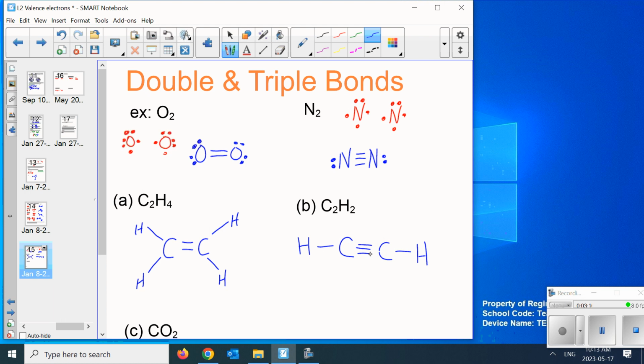Now, CO2 is the next thing. Usually, if you're guessing, the central atom is the one that can have the most bonds possible. Carbon, 4 bonds possible, because 4 singles. Oxygen only has 2 singles and 2 pairs.